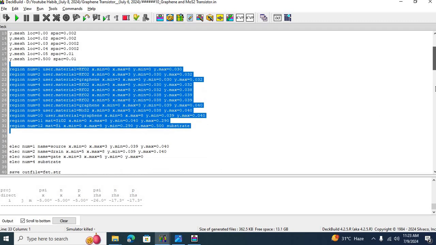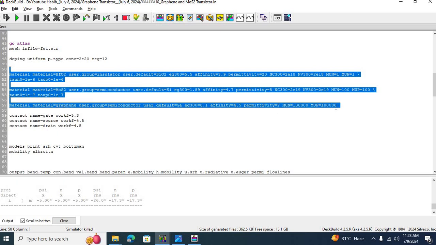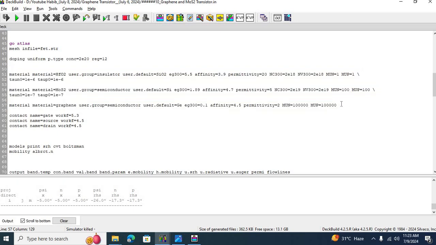And then over here, I've introduced the properties of these materials. For example, I've introduced the bandgap of hafnium oxide, the electron affinity, permittivity. As you can see over here, the permittivity of hafnium oxide is pretty high. Then the density of states in the conduction and valence bands, the electron and hole mobilities, electron and hole recombination lifetimes, etc.